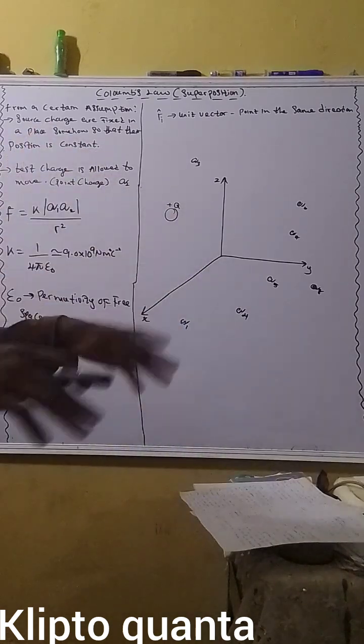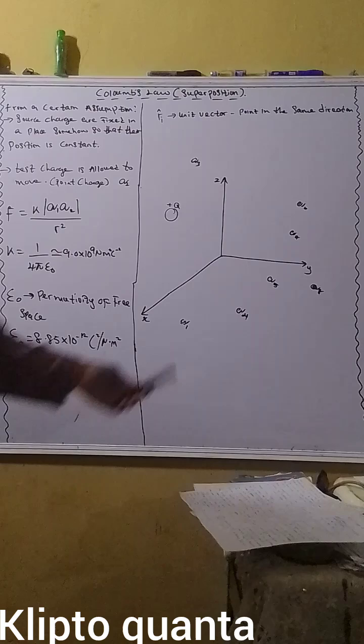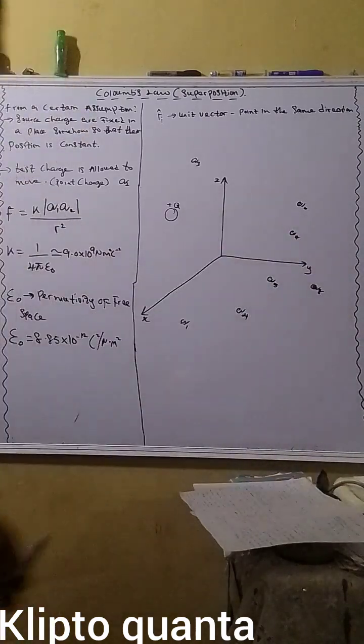so their position is constant. Now, these are examples of the source charges.